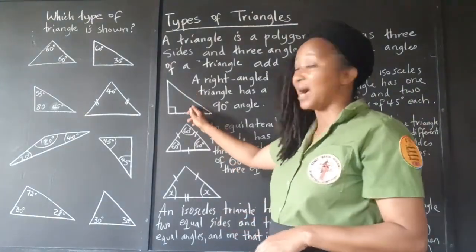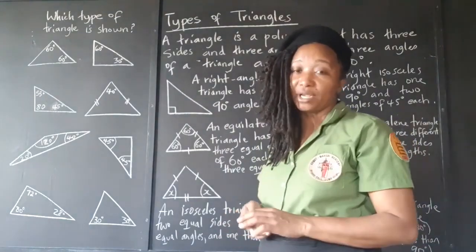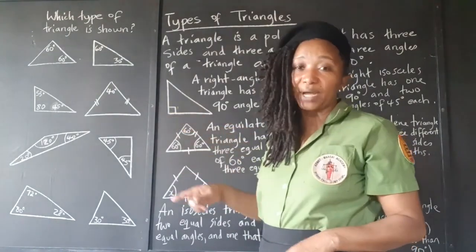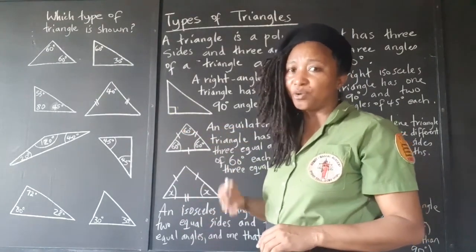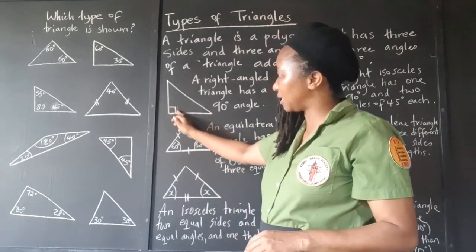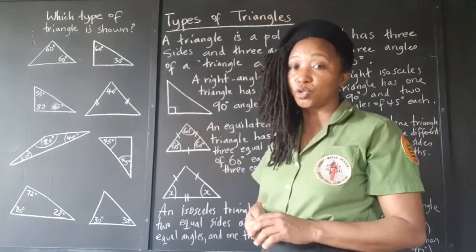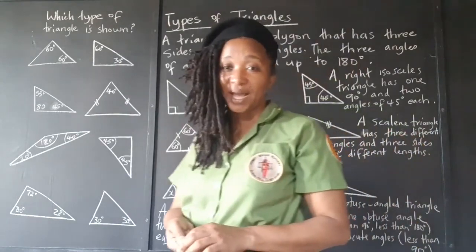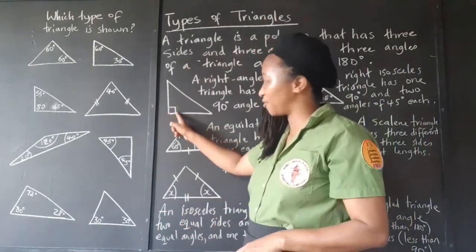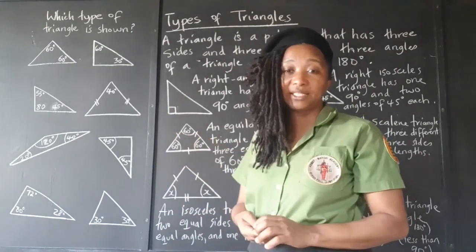We have a right angled triangle. The right angled triangle has a 90-degree angle. So here, usually when the right angled triangle is drawn, they don't write 90 degrees. What they do is they put this little box in the corner to indicate to you that this is our right angle. And you should know, as a mathematician, as a scholar of mathematics, you should know this is a 90-degree angle. Wherever you see this, it's indicating that it's a right angle.